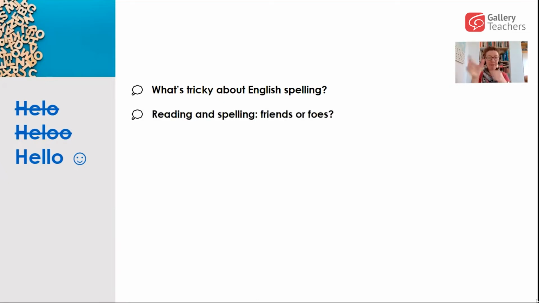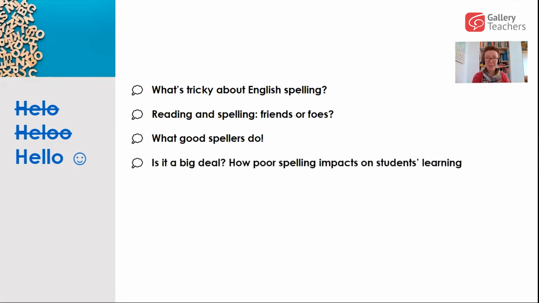Then we're going to have a look at the connection between reading and spelling. We'll have a look at what strategies good spellers use and how we can encourage our own students who struggle with spelling to also use these strategies. Then we'll have a look at why it is a big deal. Why is it that students need to have good spelling? And we'll have a look at how poor spelling can impact on the rest of the language learning experience for students.